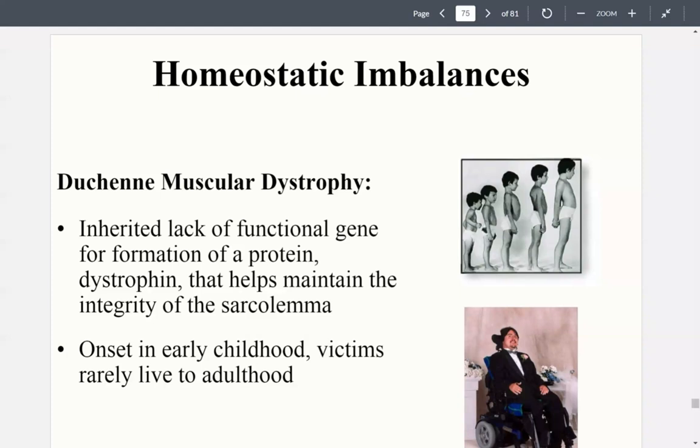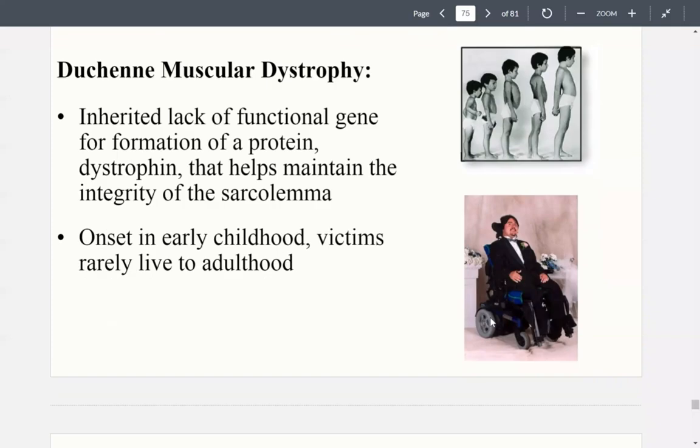Onset of this genetic disorder is seen early in childhood, and because of the severe impact on the individual, unfortunately, those with Duchenne muscular dystrophy rarely live into adulthood. And this is going to attack all skeletal muscle, potentially smooth as well. Any place we find this protein.